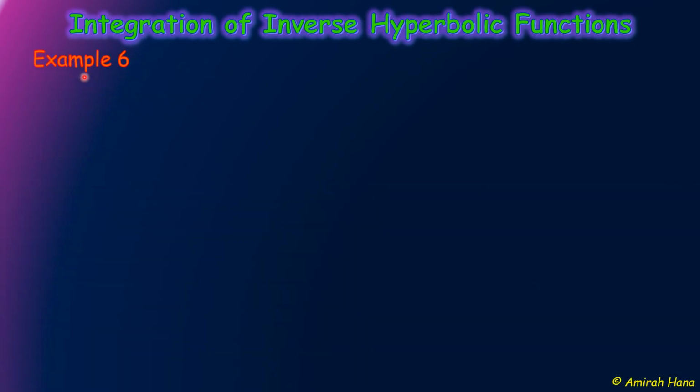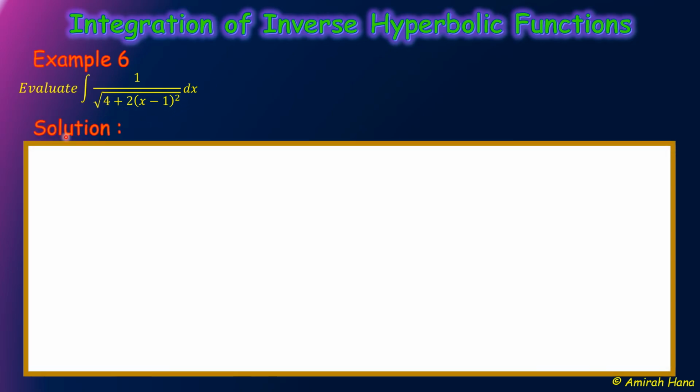Okay, now we continue with example 6, page 56 in chapter 2 from your handout. Evaluate the integration of 1 over square root of 4 plus 2 bracket x minus 1 squared dx. The solution is as follows.